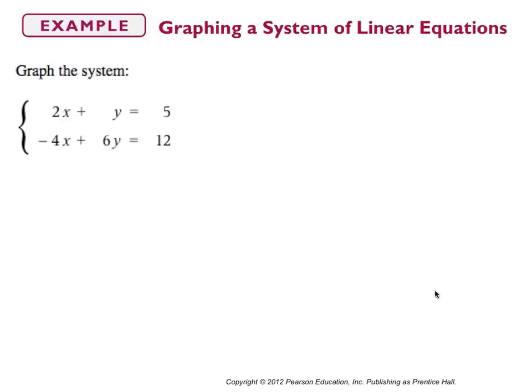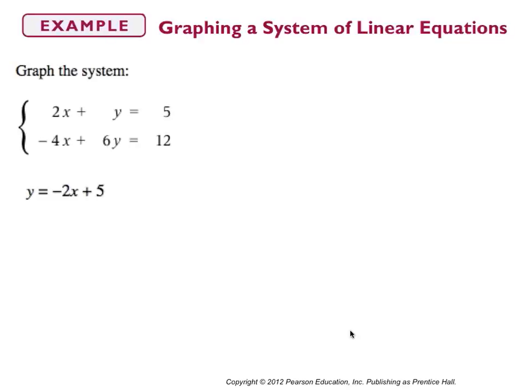All right, let's do one other like this. So let's say we want to graph the system 2x plus y equals 5 and negative 4x plus 6y equals 12. So again, we're going to use the same approach. We're going to put these both into slope-intercept form, which, if you recall, is y equals mx plus b, where m is the slope and b is the y-intercept.